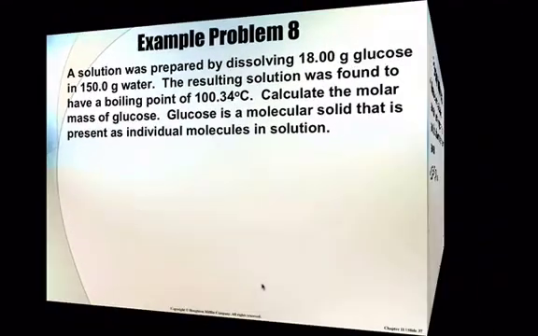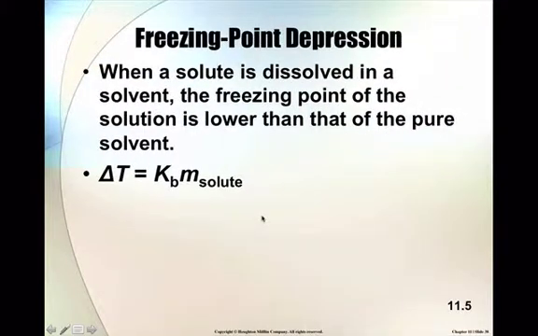Okay, so freezing point depression looks a lot like boiling point elevation. Freezing point depression is the exact same formula. We have the change in temperature, but this time it's the change in temperature from the freezing point. We have a KB, that should not be KB, that is a typo. That needs to be KF for freezing point depression. So change that B, this should be KF, and then m of the solute.